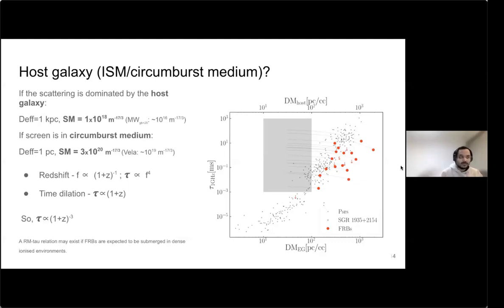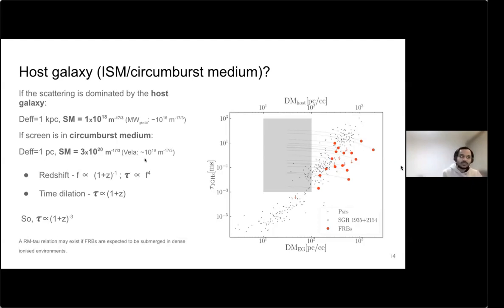Then it is possible that the ISM of the host galaxies is not particularly special, but it's the circumburst environment which is causing most of the scattering in the FRBs. If that were the case, then we can again use the same equation and calculate the expected scattering measure of the circumburst environment. And we get a value which is much higher than the IGM value because of the lever arm effect. However, despite being a large value, there are exceptional lines of sight in the Milky Way.